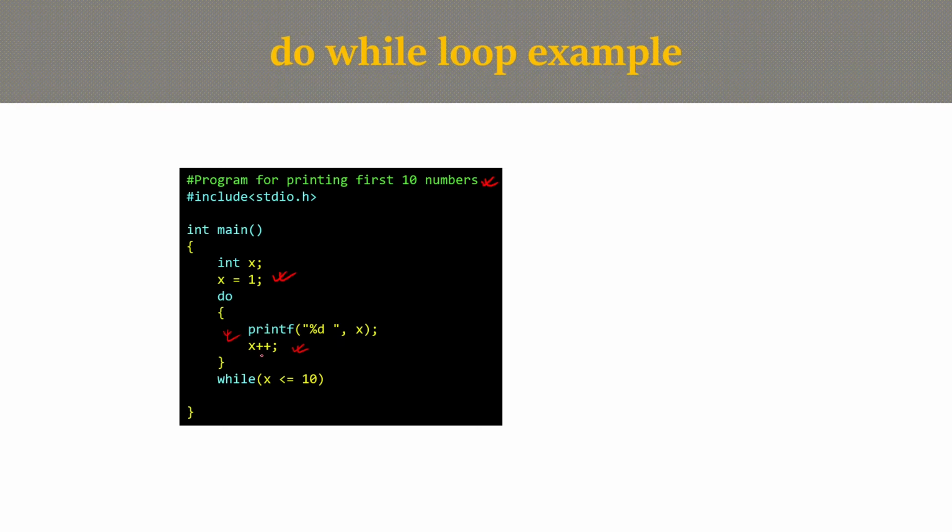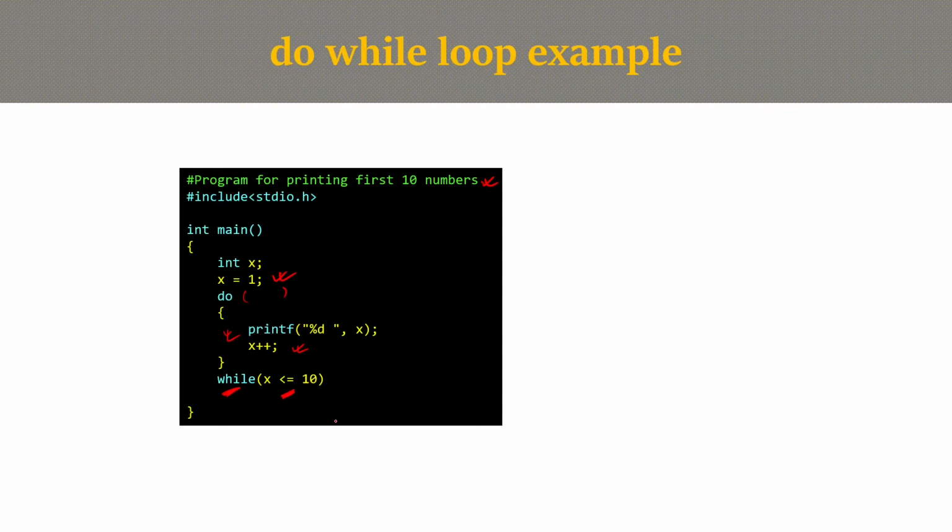We have incremented the value since we want to print the first 10 numbers. And then in this while loop, what we will be doing is imposing our condition now, like x is less than or equal to 10. In while loop, the condition was checked here, right? But instead of that, in this do while loop, the condition is checked here. Besides this, everything else is the same, okay?